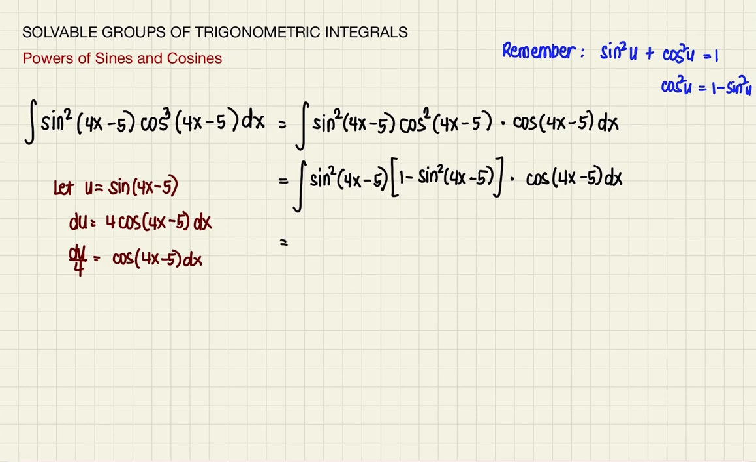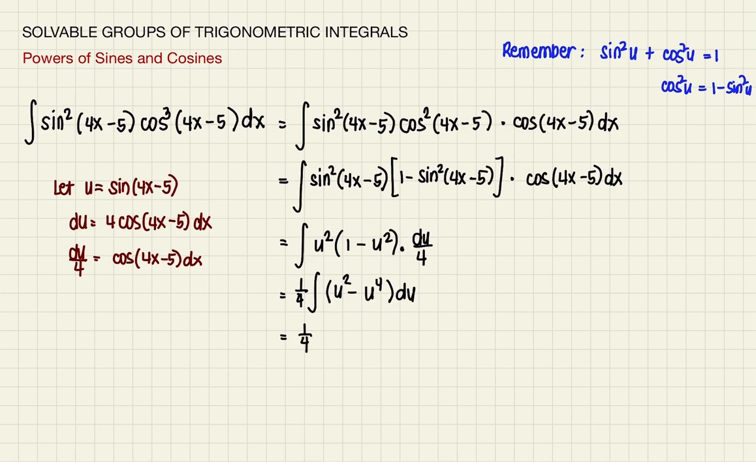So substituting, sine of 4x minus 5 raised to the power of 2 is u squared, times 1 minus sine squared of 4x minus 5. So that's 1 minus u squared. And cosine of 4x minus 5 dx is du over 4. So that we can just put 1/4 outside and distribute u squared, which gives us u squared minus u to the power of 4 du. Then we can proceed to integration.